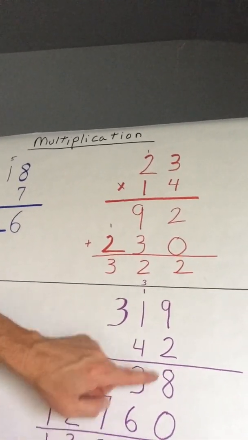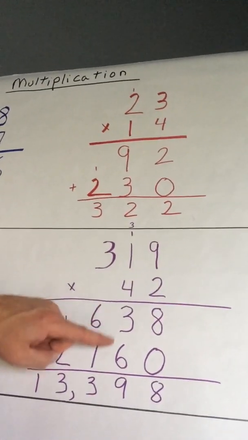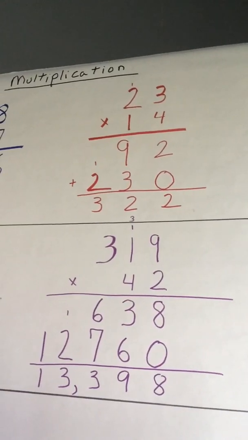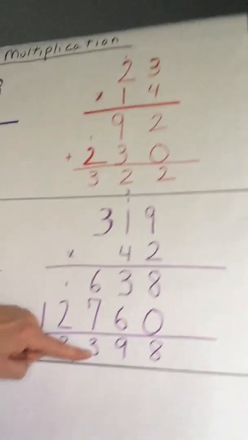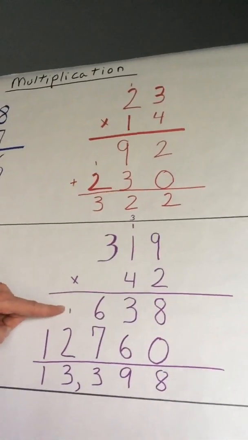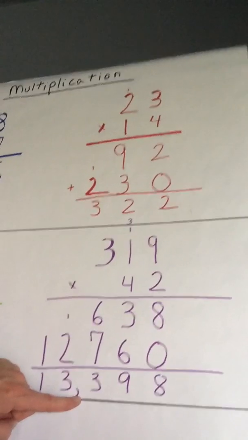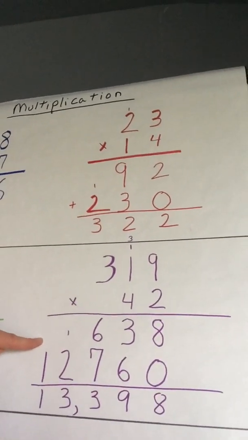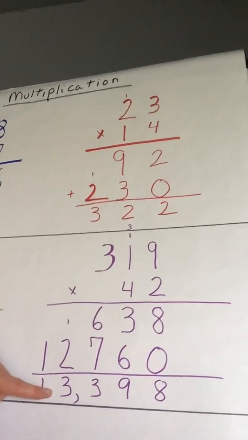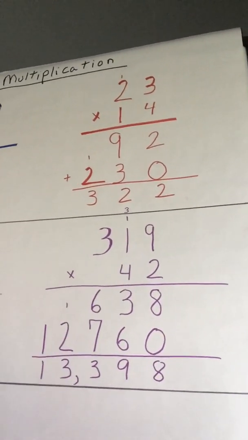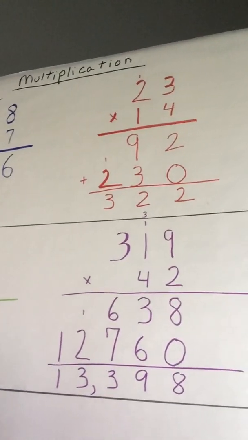Add up the ones column first. 8 plus 0 is 8. 3 plus 6 is 9. 6 plus 7 is 13. So bring down the 3. Regroup the 1. 1 plus 2 equals 3. Don't forget your comma here. And then we have the 1. Bring it down. Final answer, 13,398.